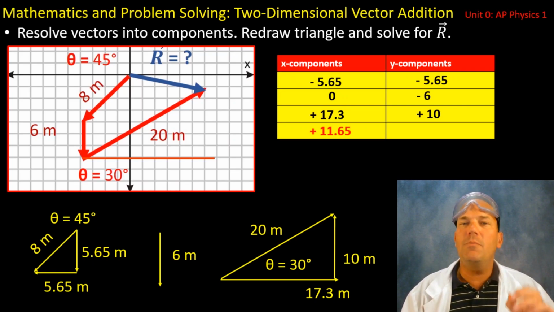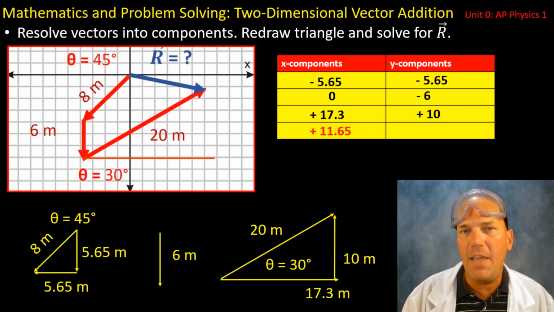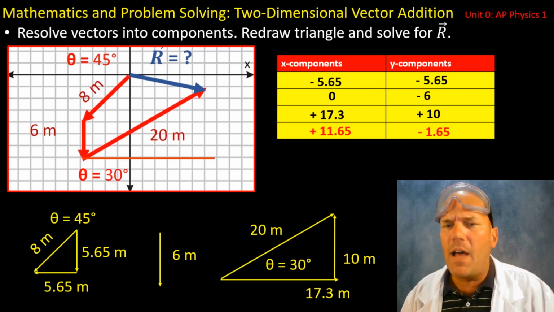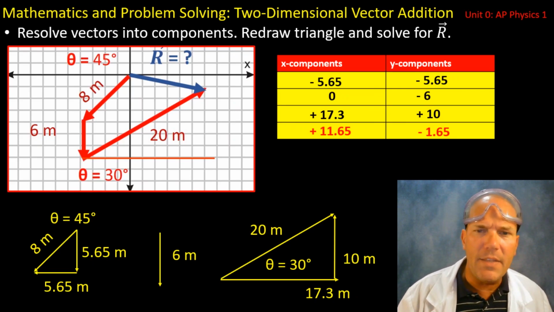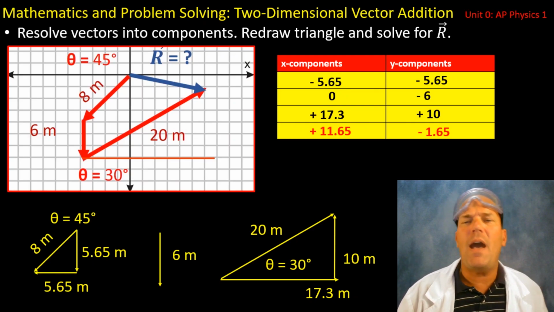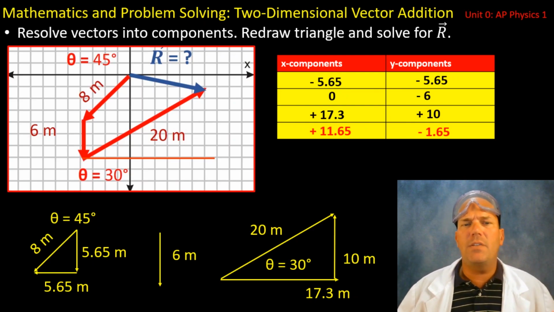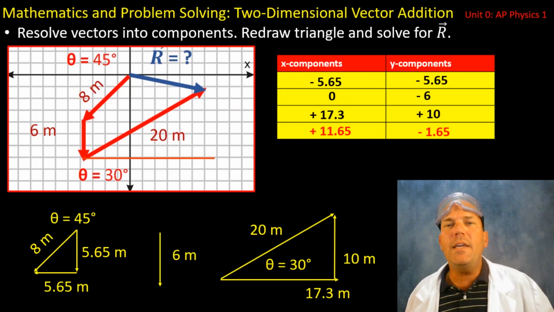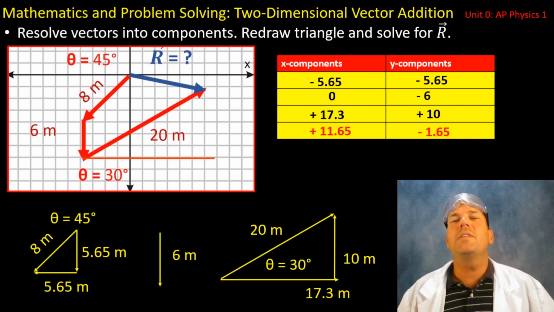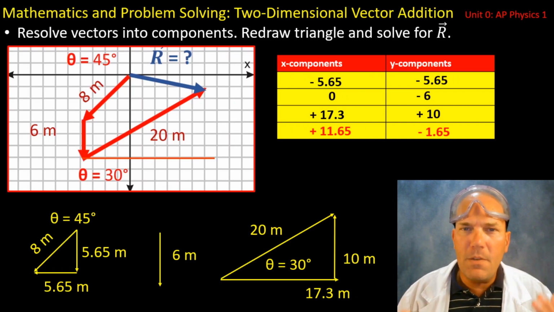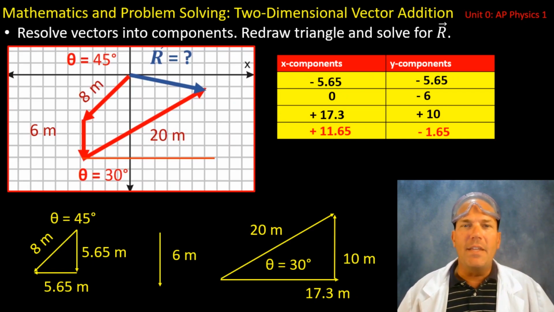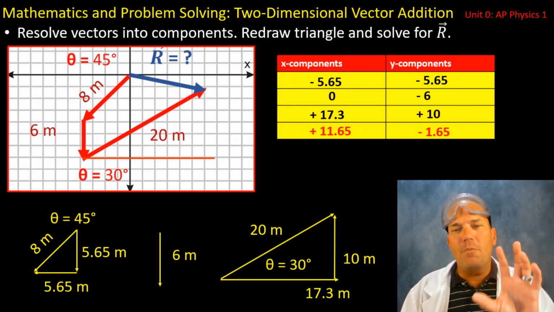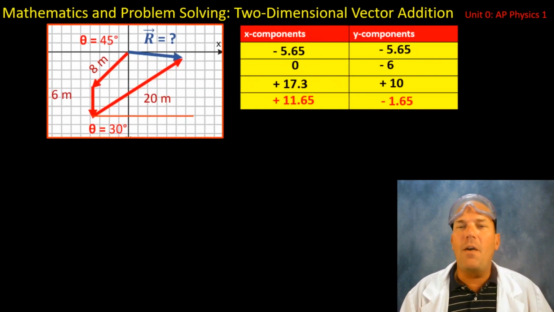Let's look at our x direction. We get a positive 11.65. In the y direction, we get a negative 1.65. So looking at that, we know where we're going to end. In the x direction, we have an overall positive east direction, which you can clearly see on this Cartesian plane. However, for the y components, we have a negative or southward component at 1.65. Again, look at where we're at on the Cartesian plane. Let's go ahead and redraw this triangle here and solve this problem.